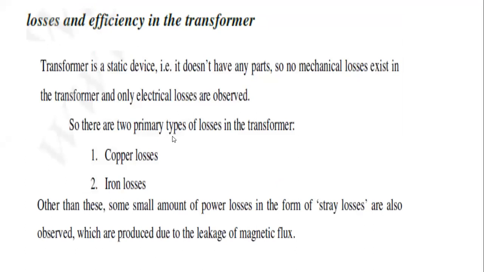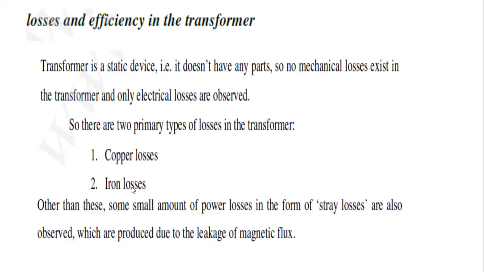Normally the transformer is a static device. That's why we only have electrical losses. What are the electrical losses? The copper losses and the iron losses are the electrical losses. Due to the current flowing through the windings, the copper losses are obtained.